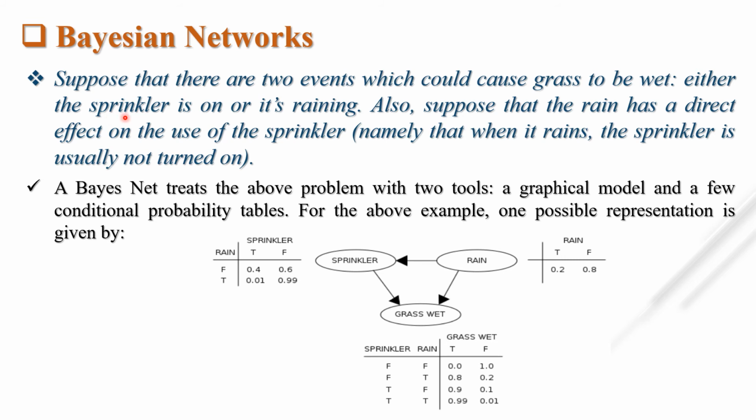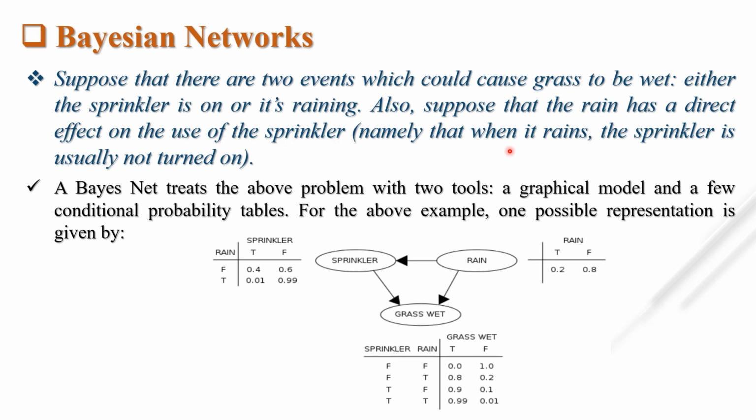And the second one is it's raining. So there are two events which could cause the grass to be wet. Either the sprinkler is on or it's raining. Also suppose that the rain has a direct effect on the use of the sprinkler.